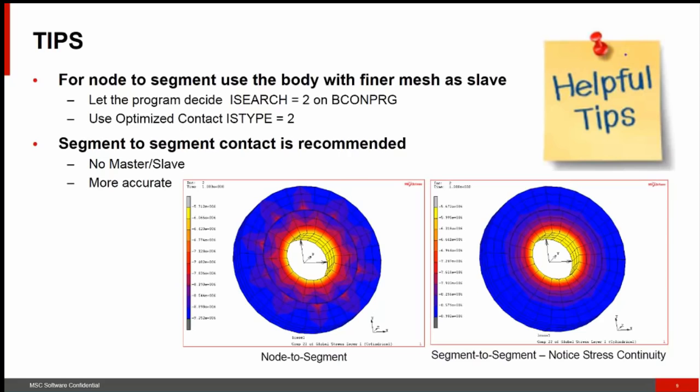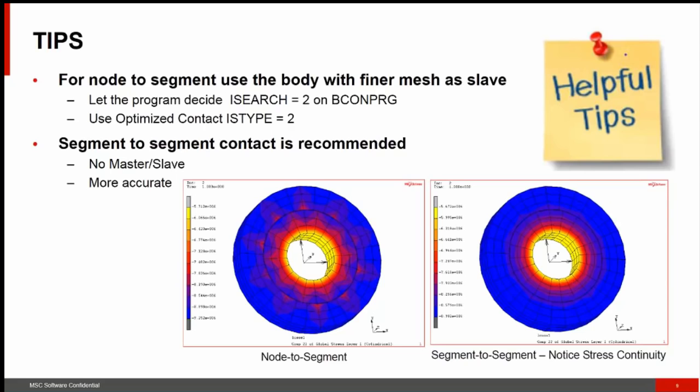While both methods are very accurate and can give you good solutions, the node-to-segment technique relies on a discrete numerical method, while the segment-to-segment uses the continuous approach. So in this case, you will get a better stress continuity with segment-to-segment. You can see here from this image, on the right-hand side, we see a smoother stress plot.